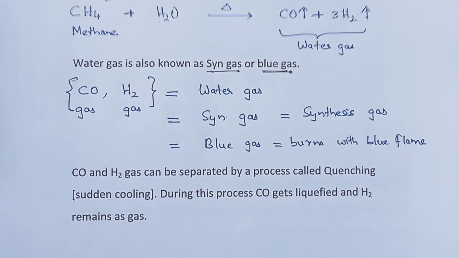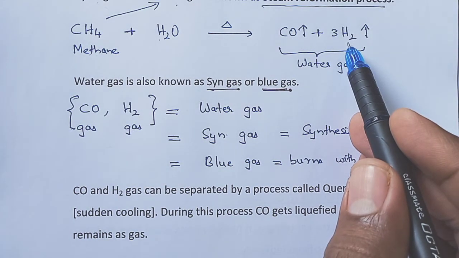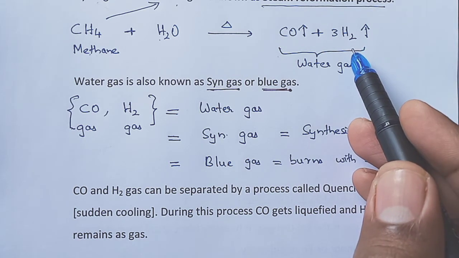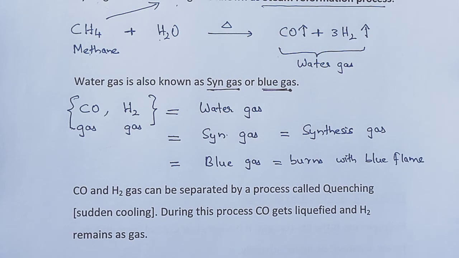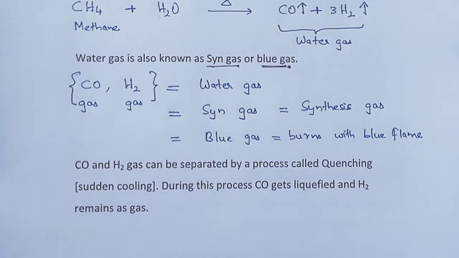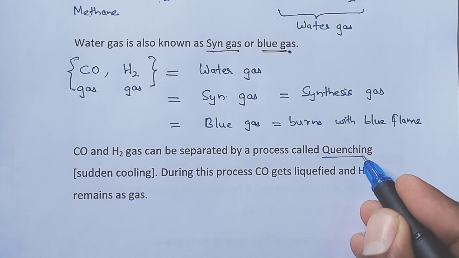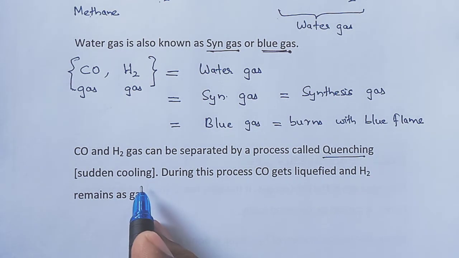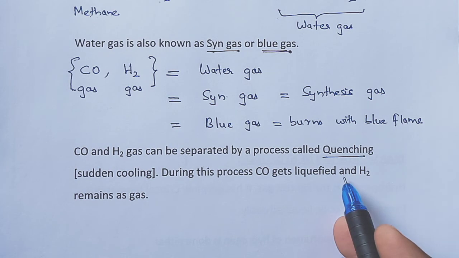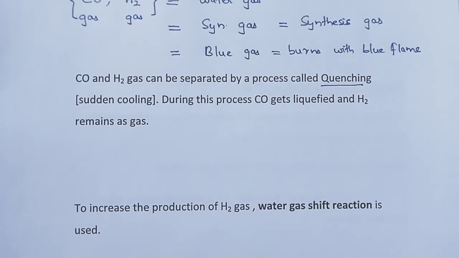Now the question is, how to get hydrogen gas alone? We are having a mixture of carbon monoxide and hydrogen, but how to get the hydrogen gas alone? That implies how to separate this carbon monoxide. For separating this carbon monoxide, we have a process called quenching. What is quenching? Sudden cooling. During this process, carbon monoxide gets liquefied and hydrogen gas remains as gas only. I will explain you the reason.